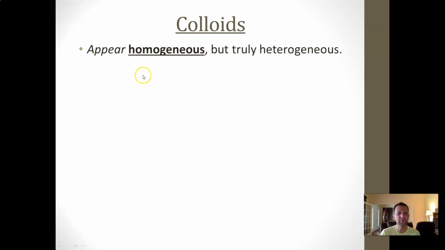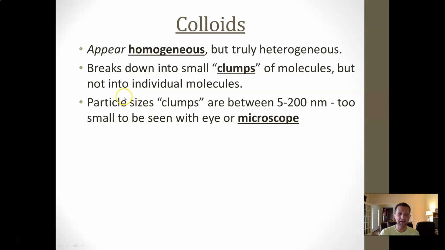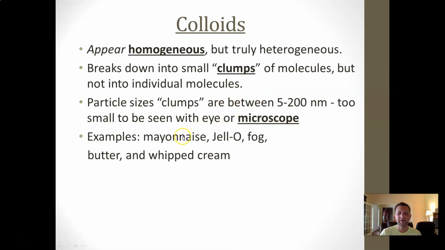Okay, colloids. These are really interesting because they look homogeneous, they appear homogeneous, but they are truly heterogeneous. So let's take a look at that. They break down into small clumps of molecules, not individual molecules. Okay, so the clumps, don't need to worry about the size here, but they're between 5 and 200 nanometers. Too small to be seen with the eye. Milk is an example of this. You can't really see those clumps of milk fat in the milk, right? Since milk is an example of a colloid here.